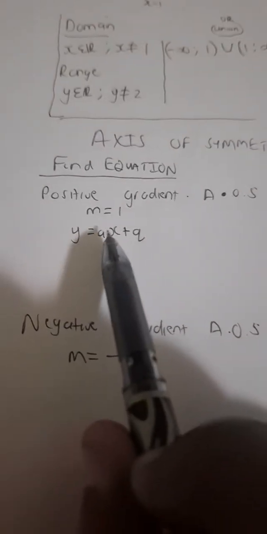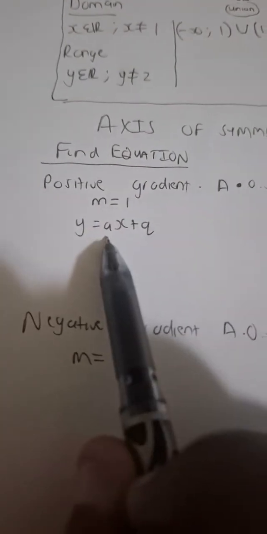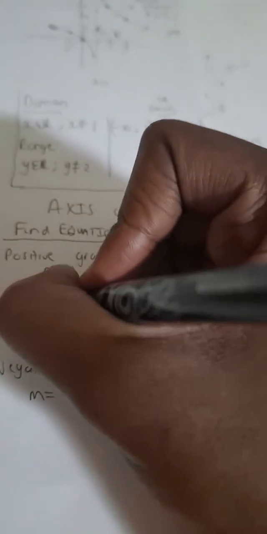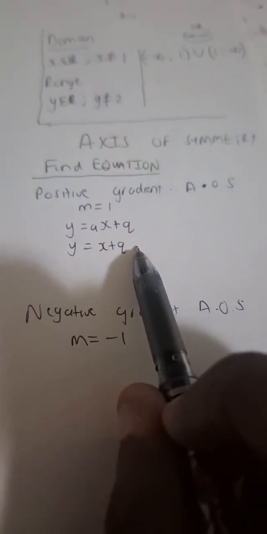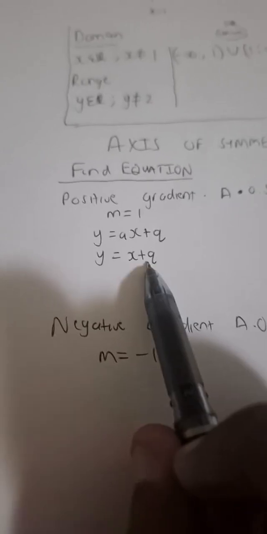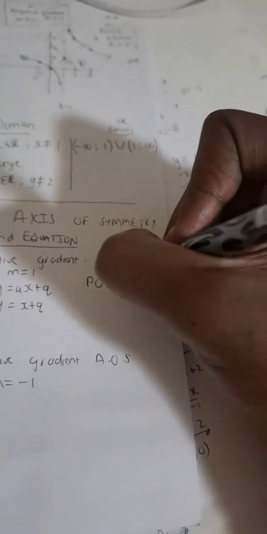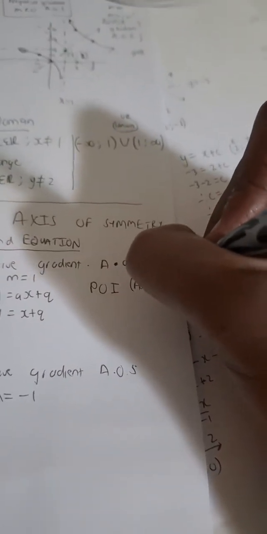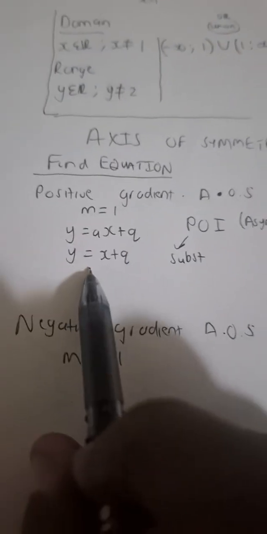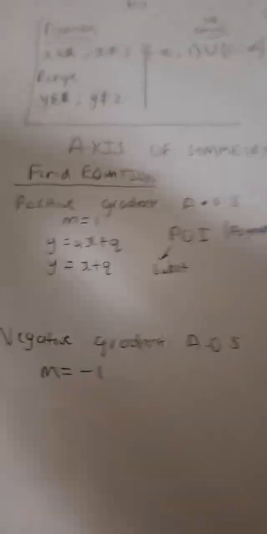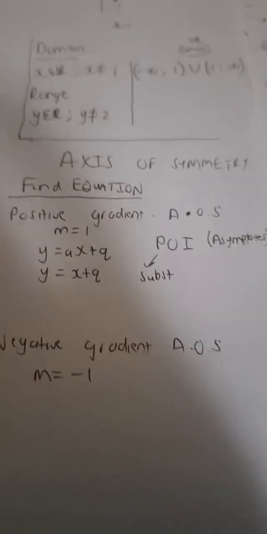Any straight line will have a gradient, which we know will be 1 in this case. All that we are left to find is the value of the constant term. As I said, we do have a point of intersection because of the asymptotes, which we are aware of, and we can substitute those points into this equation to get the value of q and then find the equation. So that's just something to note, guys.